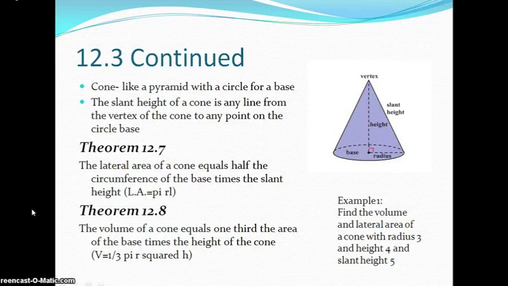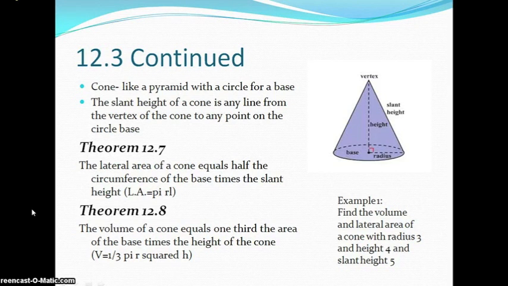12.3 continued. A cone is like a pyramid with a circle for a base. The slant height of a cone is any line from the vertex of the cone to any point on the circle base. Theorem 12.7. The lateral area of a cone equals half the circumference of the base times the slant height, or lateral area equals pi r l.